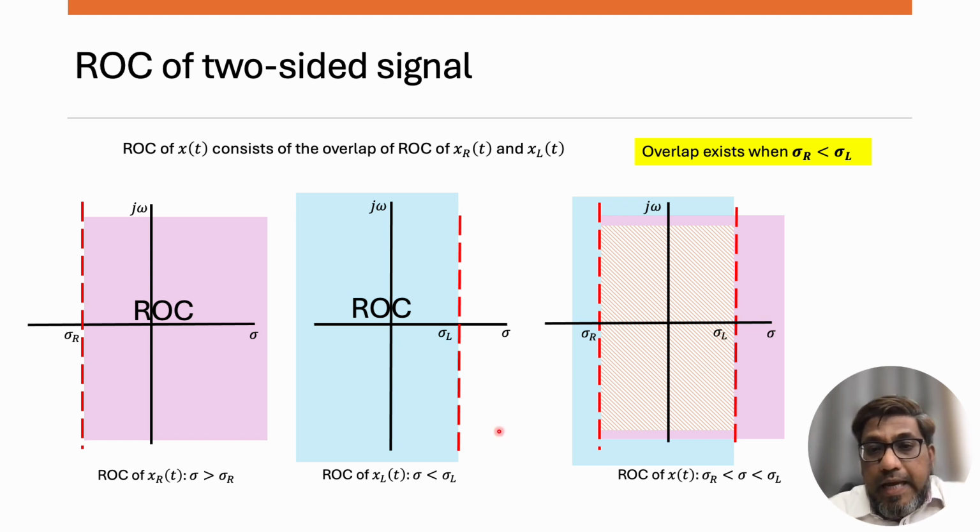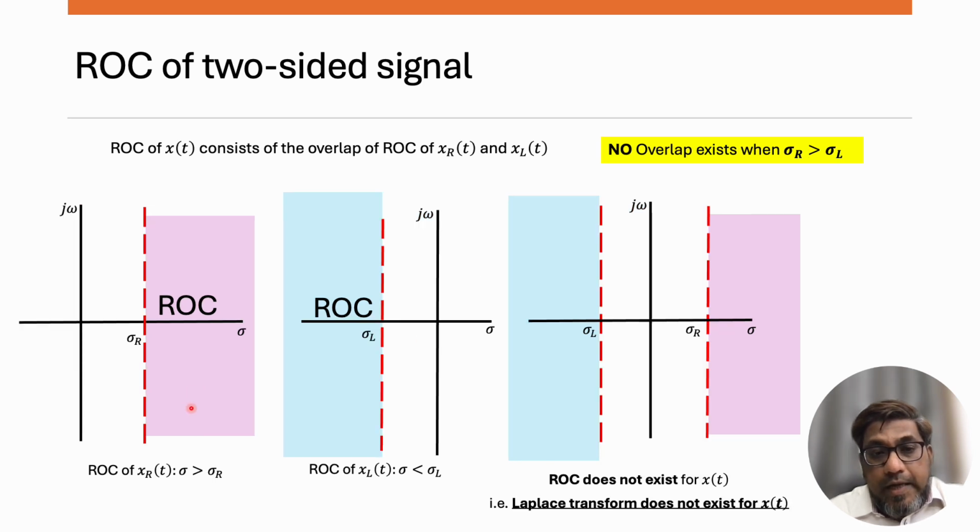Okay, so what happens if sigma r is greater than sigma l? That means the boundary for the right-sided component is greater than the boundary for the left-sided component. Let's see what happens in that case. So we have sigma r here and sigma l over here, and clearly sigma r is greater than sigma l. So that means the ROC for the right-sided component is lying to the right side of sigma r. The ROC for the left-sided component is lying to the left of sigma l.